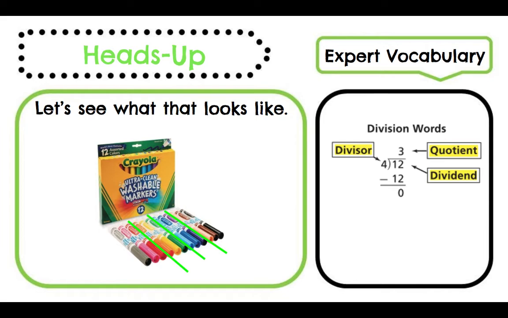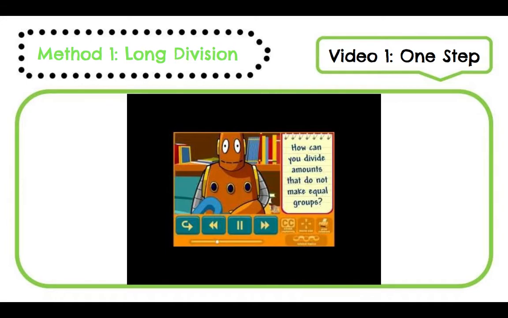All right, so my 4 groups, those are my divisors. But then how many were in each of those groups? You're right, it was 3, and that number is the quotient.